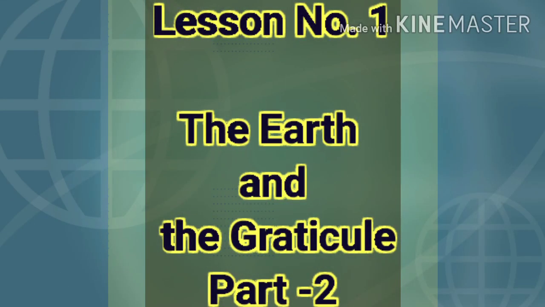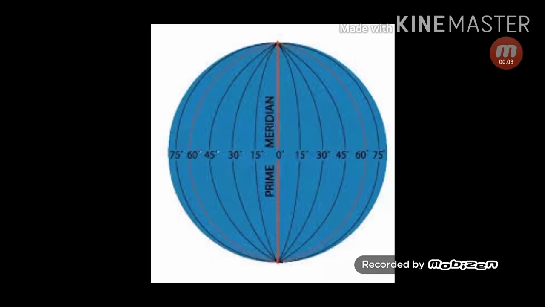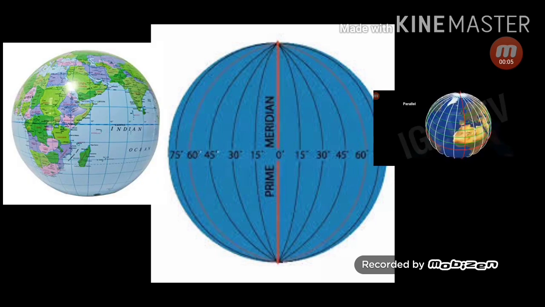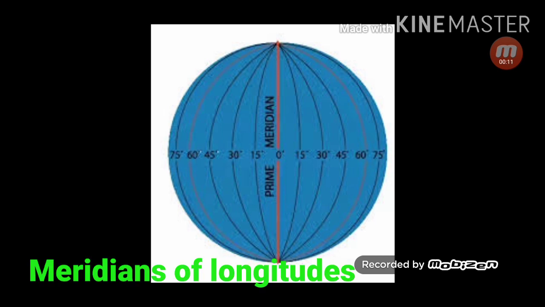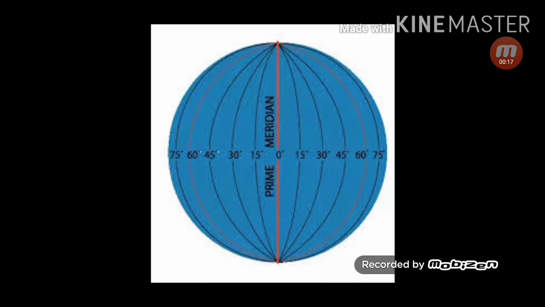Lesson number 1, the earth and the graticule. Students, you can see semicircular lines on the globe. These semicircular vertical lines are called meridians. They are also known as meridians of longitude. Here you can see 0 degree meridian. It is called prime meridian.